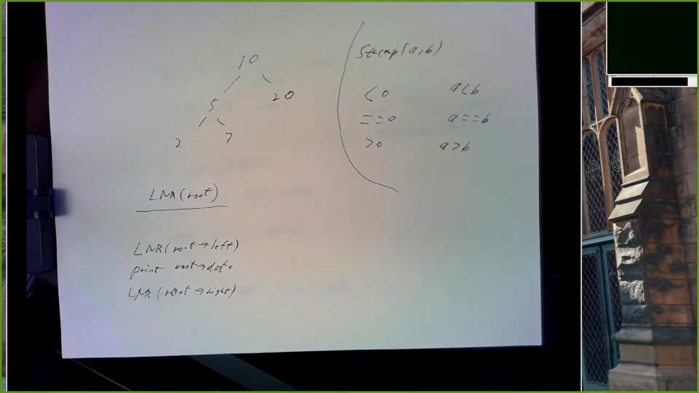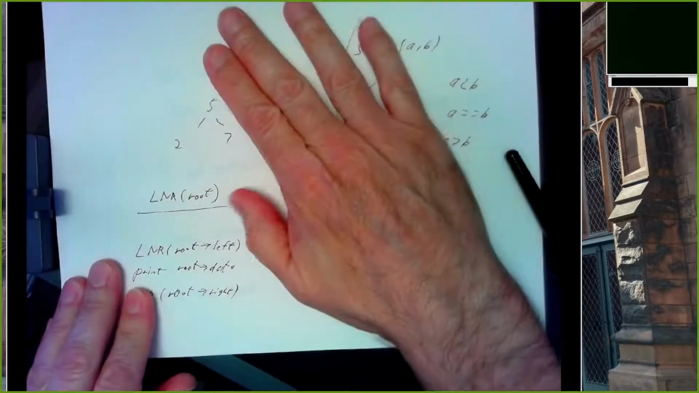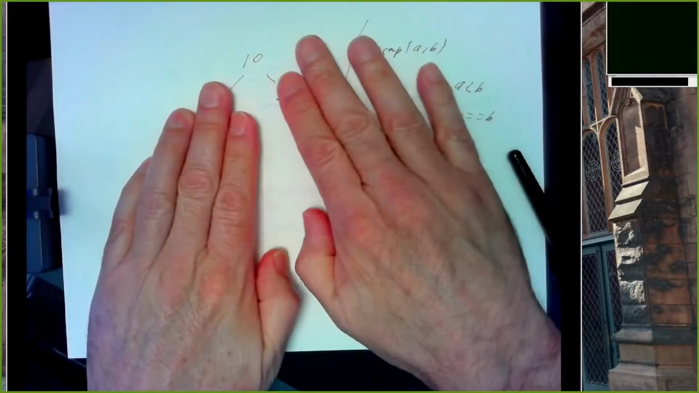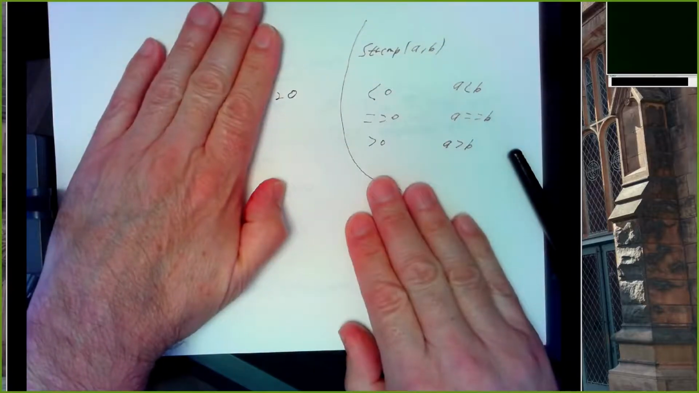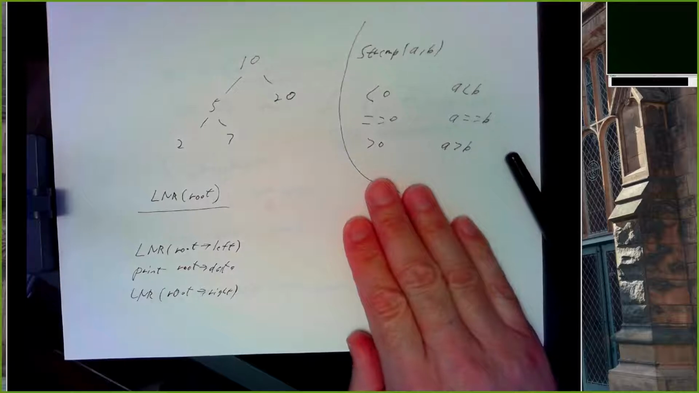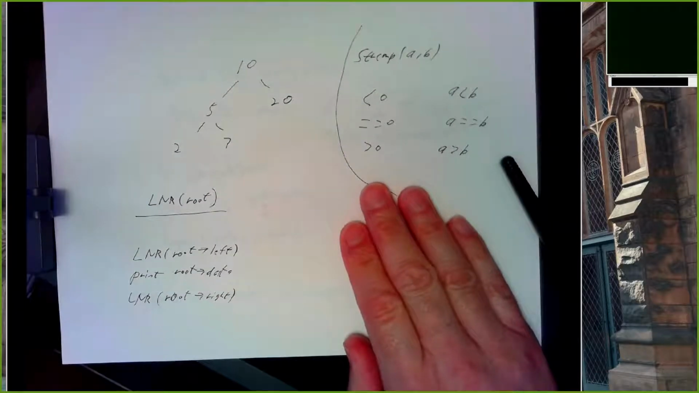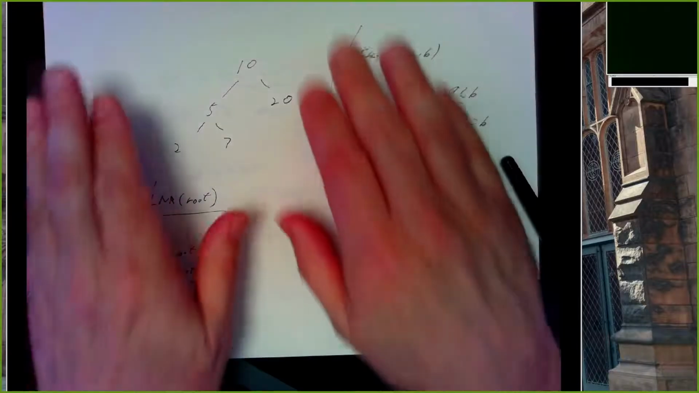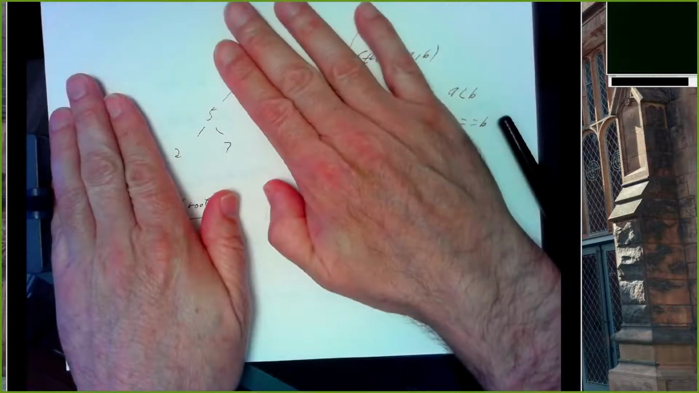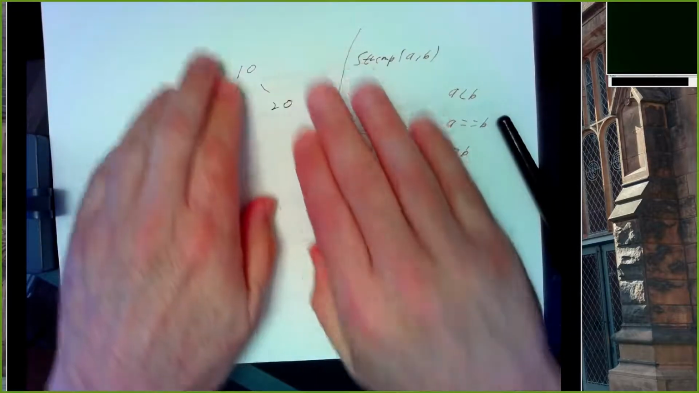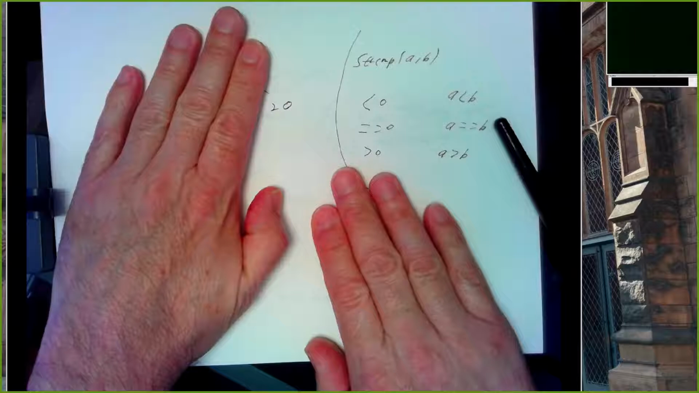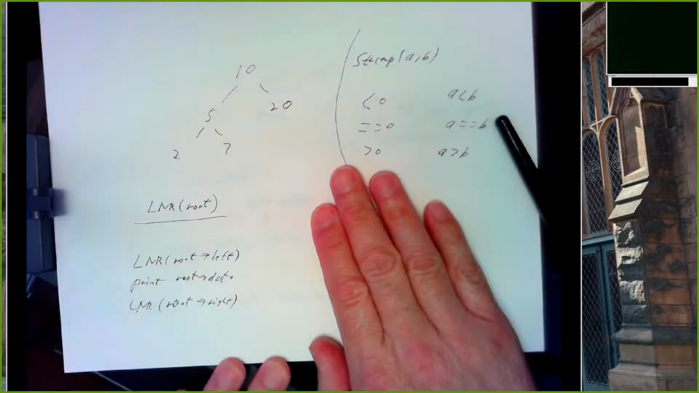So left node right traversal is inherently recursive. The way we traverse this tree is first traverse this, print out a 10, and then traverse that. And if you don't think too deeply about that, it's really simple. If you think too deeply, it's really complex. All right, but how do we traverse this tree? First traverse that, then print the root, then traverse that. That's it. That's recursion.